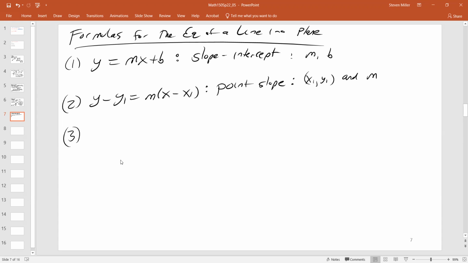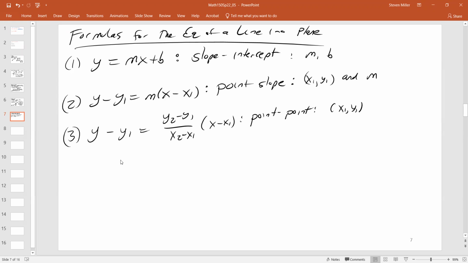The last one is two-point form: y minus y1 equals (y2 minus y1) over (x2 minus x1), times (x minus x1). So this is two-point form. We're given x1, y1, and x2, y2. I really never use it. If I'm given two points, I first calculate the slope, and then I use point-slope.